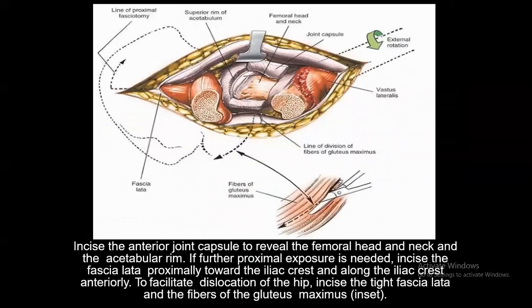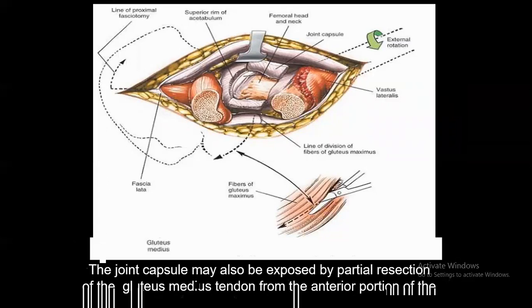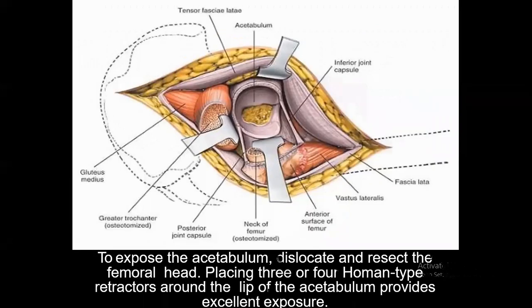Incise the anterior capsule to reveal the femoral head and neck and the acetabular limb. If further proximal exposure is needed, incise the fascia lata proximally toward the iliac crest and along the iliac crest anteriorly to facilitate dislocation of the hip. Incise the tight fascia lata and fibers of the gluteus maximus to expose the acetabulum, dislocate and resect the femoral head. Placing 3 or 4 retractors around the lip of the acetabulum provides excellent exposure in this approach.